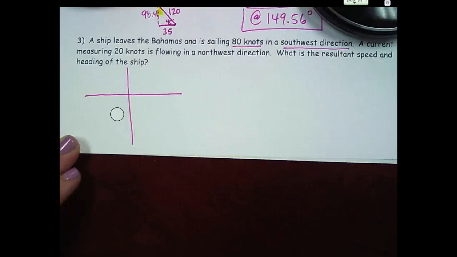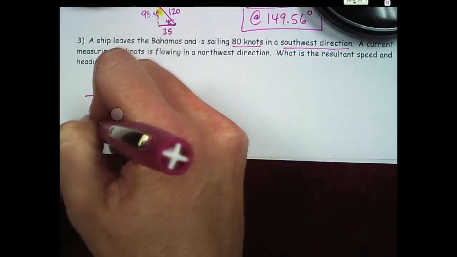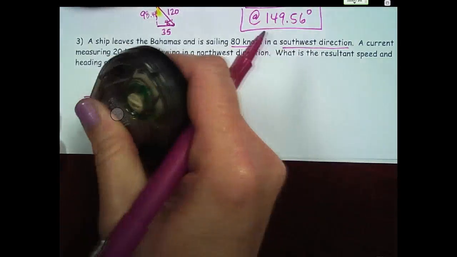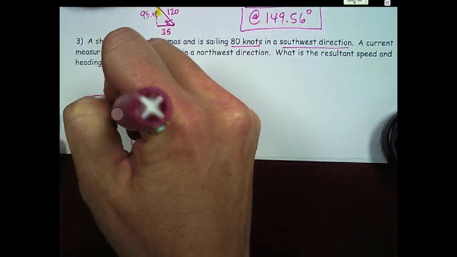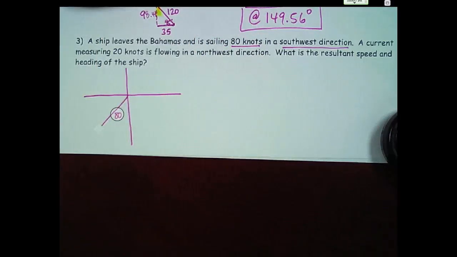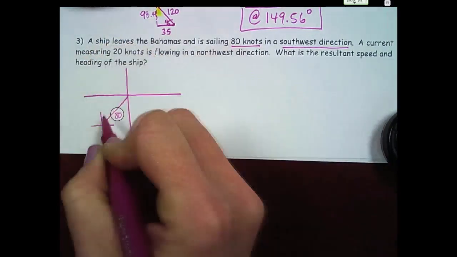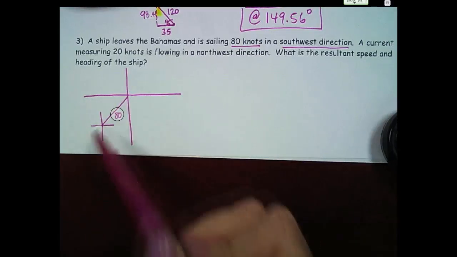Okay, so southwest, this would be south and west, so it's this way. Right? Then it says, I'm going to go ahead and list the length of the boat. So that's 80. It's trying to travel this way, and the current measuring 20 knots is flowing in a northwest direction. So it's flowing northwest. So put your compass rose perfect, right? So your boat, in this case, lands right at the origin.